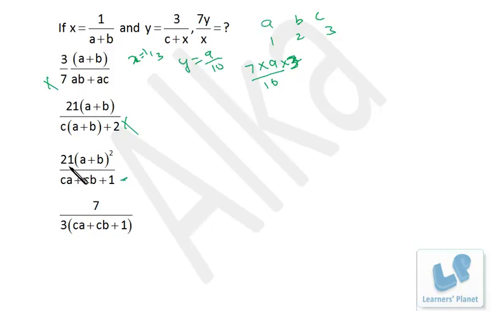A plus B whole square. 21 into A plus B, that's 3 square. So 21 into 9. So this is the correct option. Now this and this are quite far from each other, and we have arrived at the correct answer. That's a matter of seconds only. In less than 40 seconds you can solve this problem if you go this way, if you take up comfortable values of A, B and C. I hope you are getting my point.